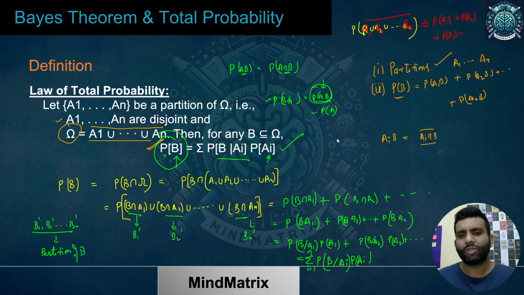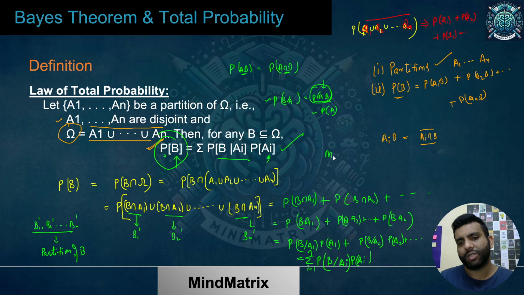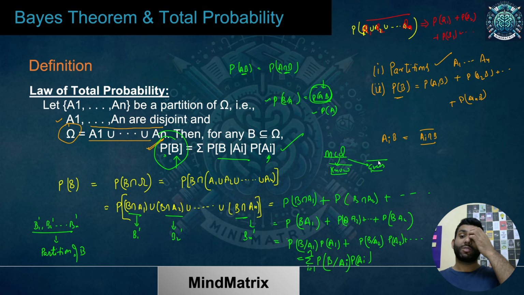So let's suppose you want to find out the probability of marking a question correctly. Suppose there are MCQ questions in a test, and either you know the answer, or you guess the answer for the MCQ.